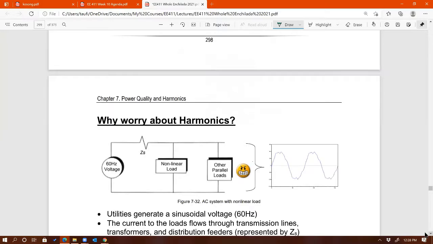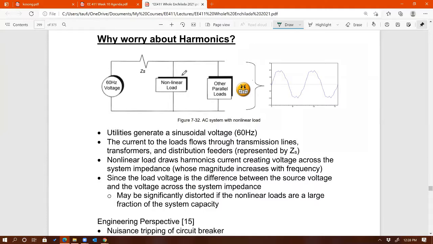Why worry about harmonics? Well, this is an example that hopefully shows you that you should worry about harmonics. You should be concerned about harmonics. Here's an example where I simplify the system, of course, right? I have the source side right there, let's say from the utility side, the secondary side of the transformer, represented as a voltage source.